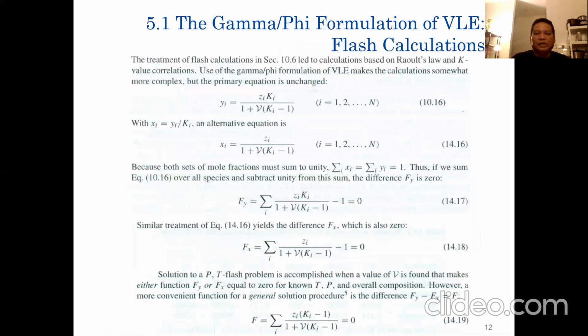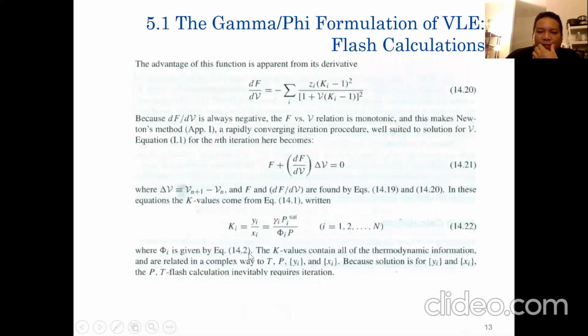Now for the flash calculations, in the previous lectures we can find Yi using this equation here. So this is the ni, and then Xi is Yi over Ki. We have done it earlier, even in the quiz. So from here we can find what is Xi, the liquid fractions, zi over this value here. And then we can find the difference. All over the sum, subtract unity from this sum, the difference Fy is 0. So we find the difference Fy here, this minus 1 is equal to 0, and the same also for Fx.